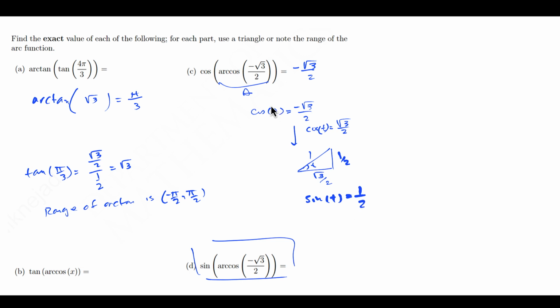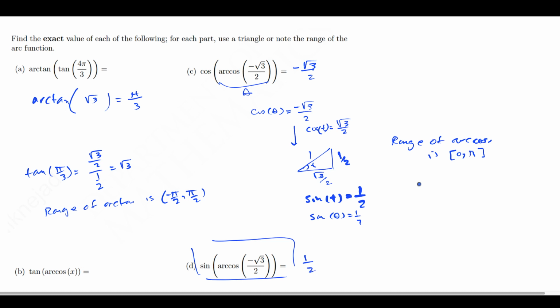Then cosine of theta being negative square root of 3 over 2, and theta being in the range of arccosine, which is 0 to pi. So theta being in there, sine is going to be a positive value. Therefore, sine of theta is 1/2. So this part of the answer is 1/2.